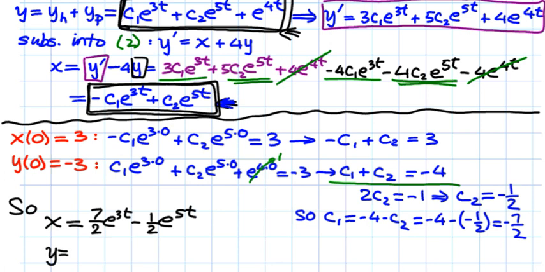For y, c1 is negative 7/2 e to the 3t, c2 is negative 1/2 e to the 5t, and then e to the 4t. So that is the end of the problem. I need to zoom out and see the whole picture.